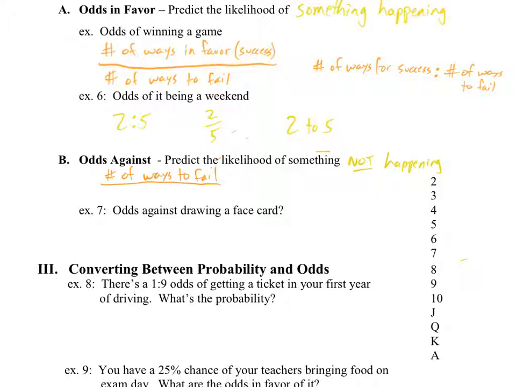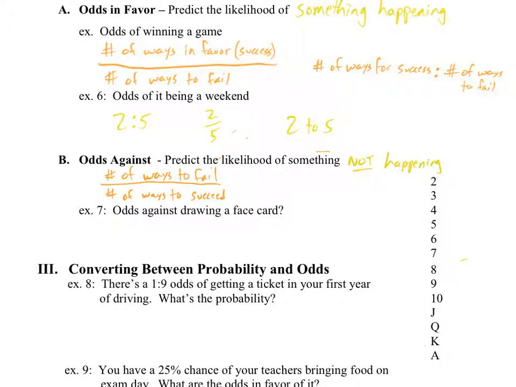Because you're saying, what's the likelihood of failure? Number of ways to fail divided by number of ways to succeed. Or you could say number of ways in favor if you wanted to, like I did before.